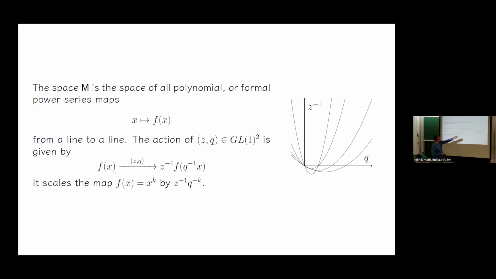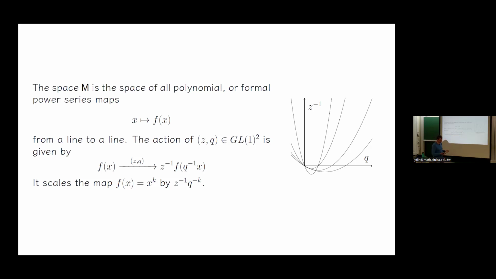And since it's a map from a line to a line, automorphisms of the source line and automorphisms of the target line act on the space of maps. And how do they act? By precomposing with a factor and postcomposing with a factor. The way I define this is precomposing with the factor Q inverse and postcomposing with the factor Z inverse. And that has the effect that on the monomial x to the k, the weight is Z inverse Q to the minus k. And so then on the dual space, it will be Z times Q to the k.